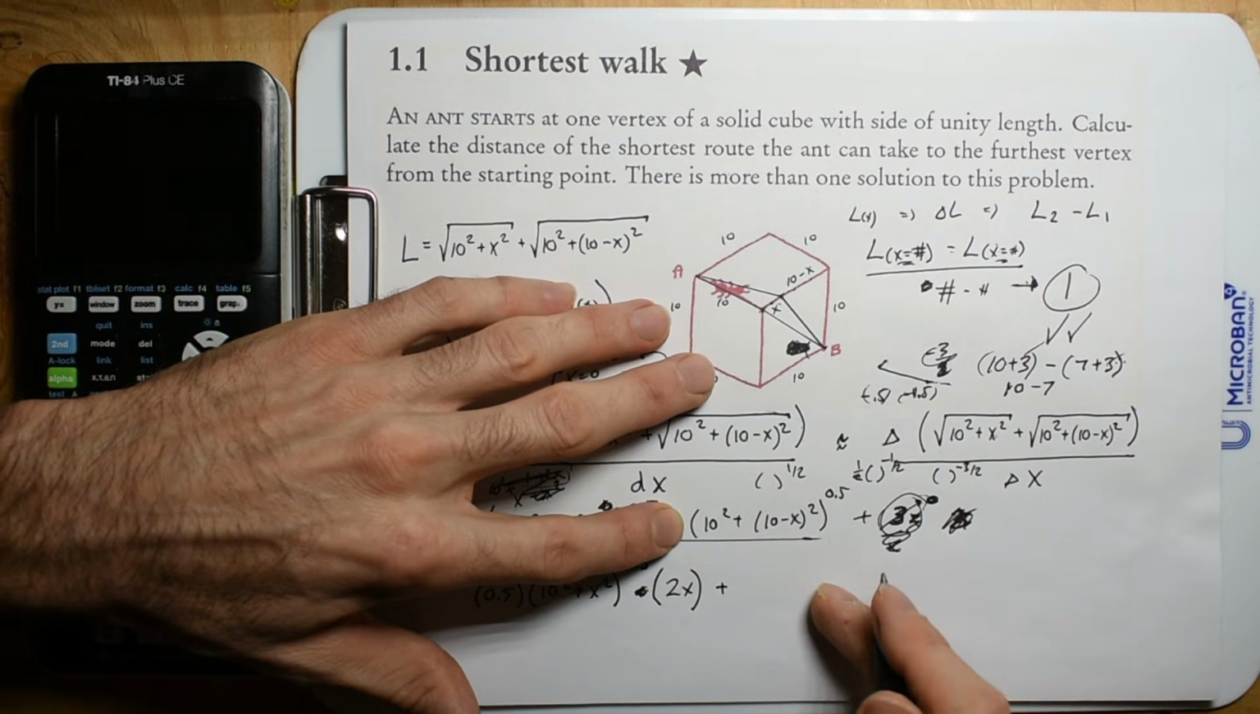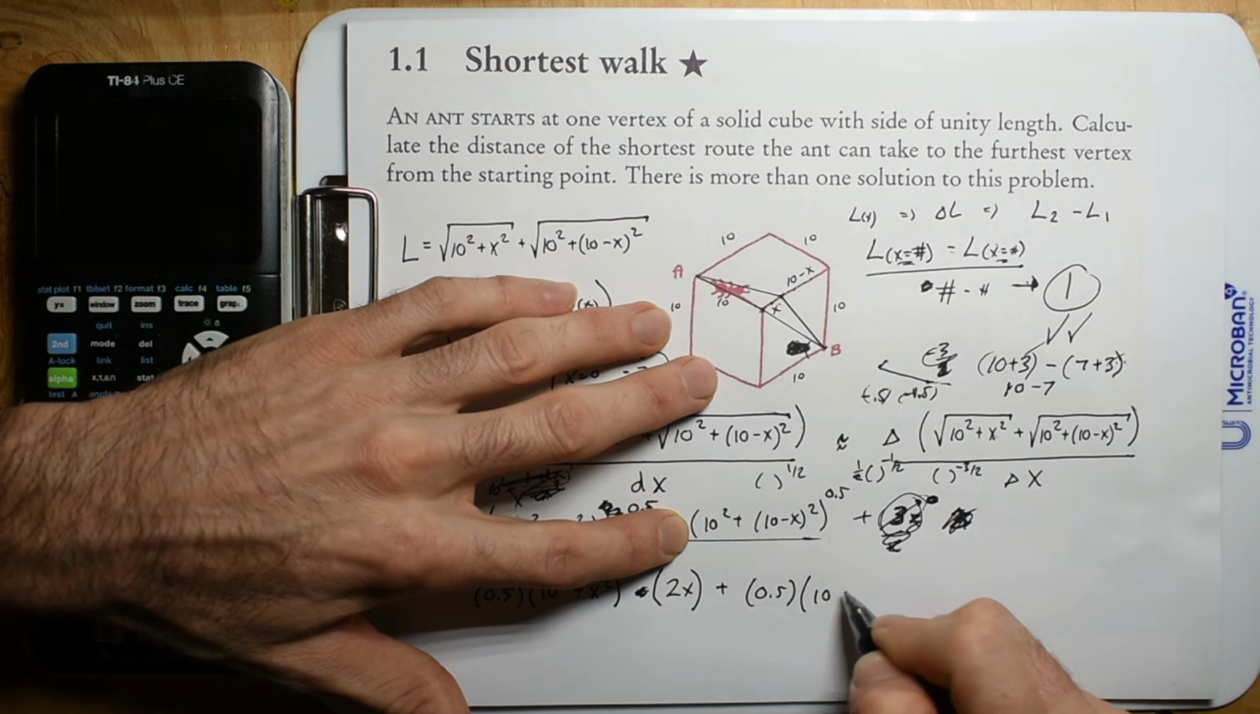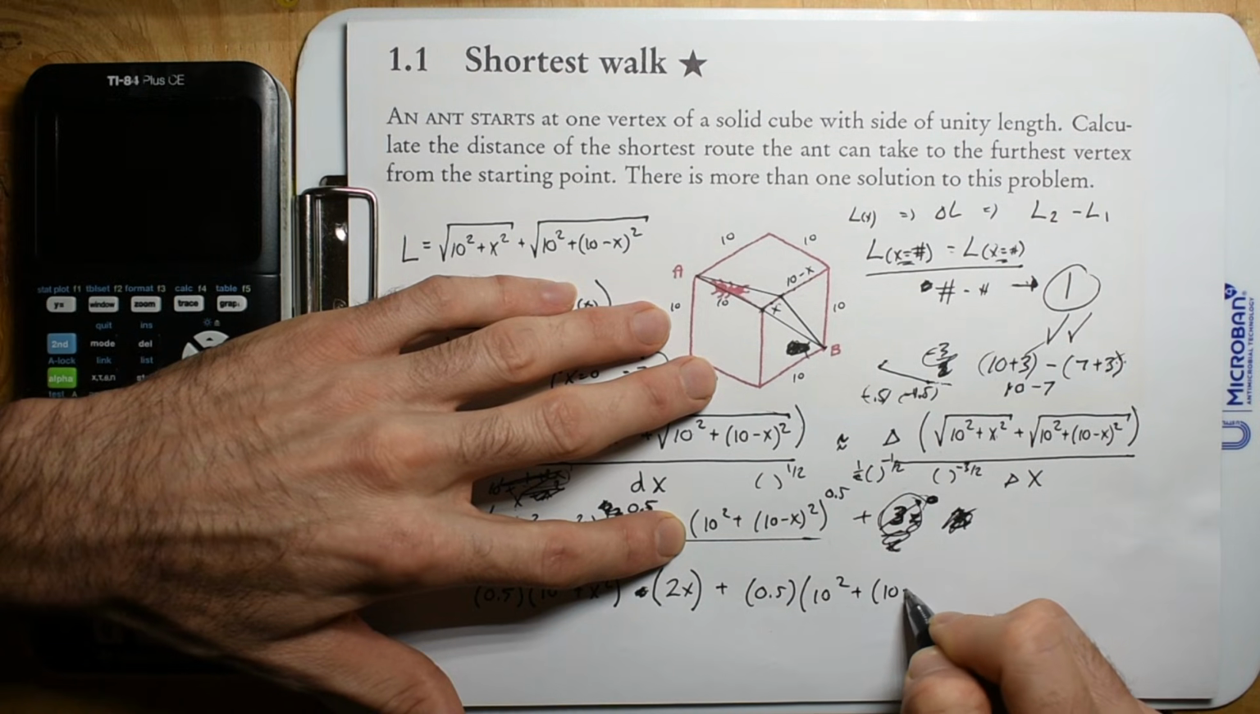So we're going to do that second one. Bring down the half. Write everything on the inside.